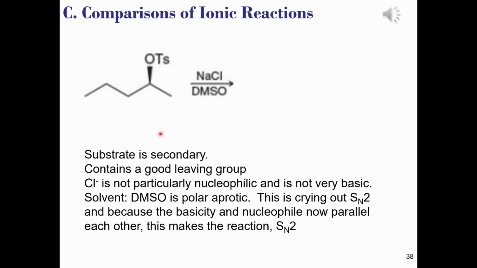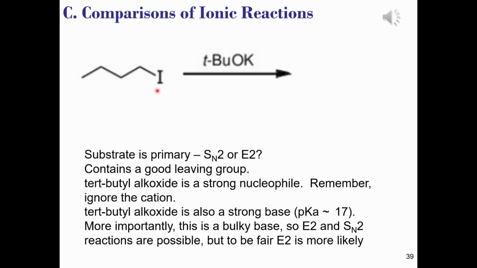If this is an SN2 reaction, then we're going to expect a stereochemical inversion at the reacting center. Okay, time for another example. The first thing to do, look at the substrate. This is a primary substrate, and so our choices become narrowed to either an E2 or SN2 possibility.